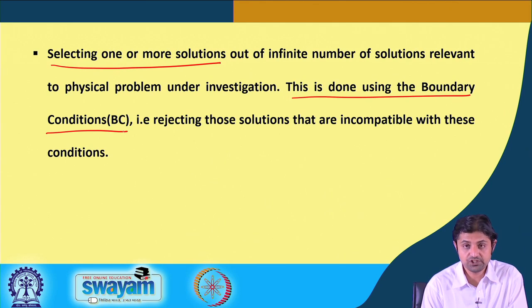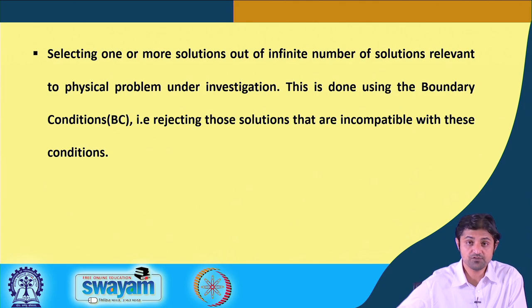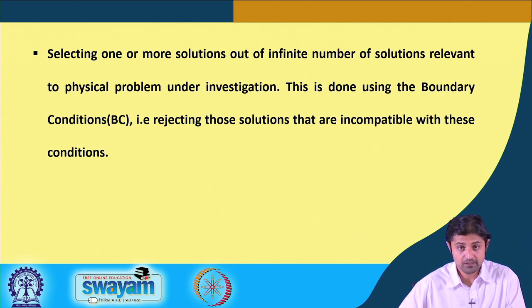So, we have to reject those solutions that are incompatible with these conditions. All right. So, this is called the implementation of boundary condition. The steps to repeat again: the first step is we have to specify a region of interest. Secondly, we write down the mathematical equation or a differential equation that must be satisfied in the entire region domain. And third, we have to select only one or more solutions, let us say 1, 2 or 3 solutions, out of an infinite number of solutions that are relevant to the physical problem, the real problem, and this is done by using boundary condition.